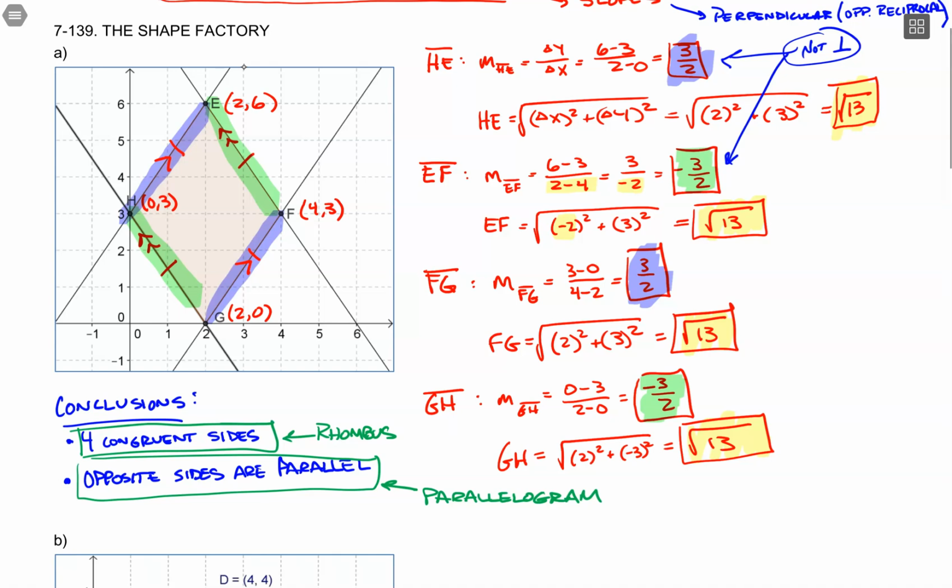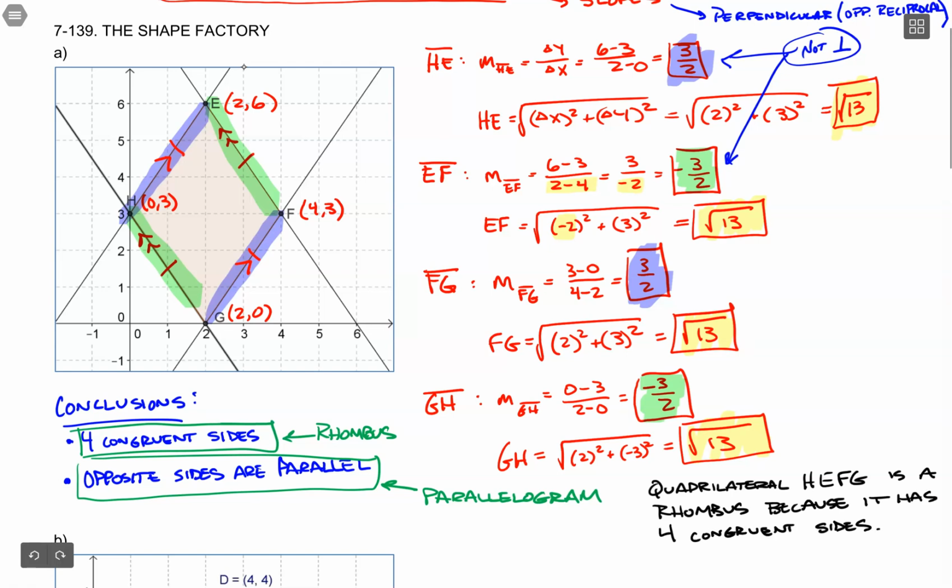We can say that quadrilateral HEFG is a rhombus because it has 4 congruent sides. All right, let's look at the next example.